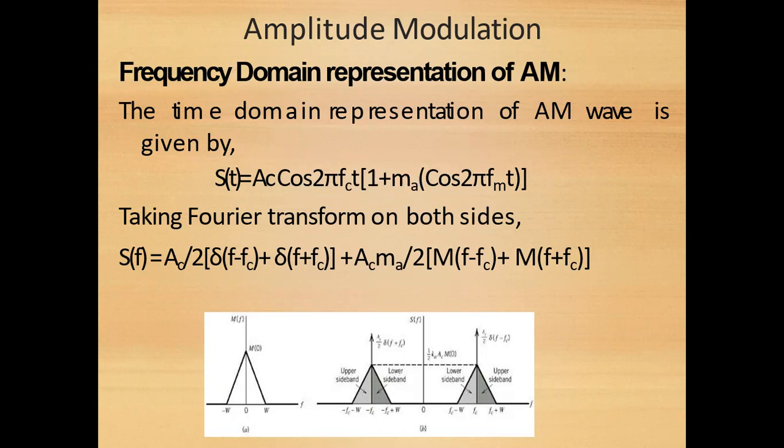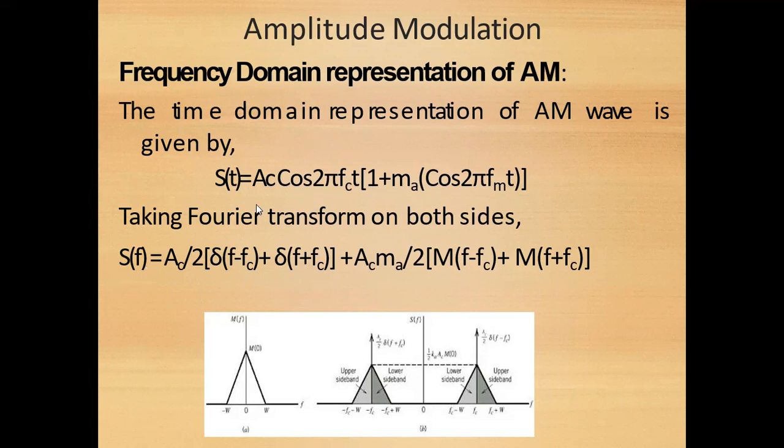This is your time domain equation, S of t. Now we need to represent this time domain equation as a frequency domain equation. By taking the Fourier transform on both sides, we can represent the above equation in the frequency domain. So S of t is time domain. If we apply the Fourier transform for S of t, then we can represent it as S of f.